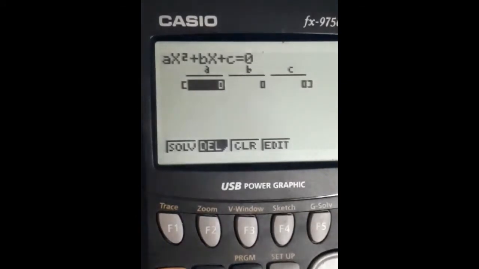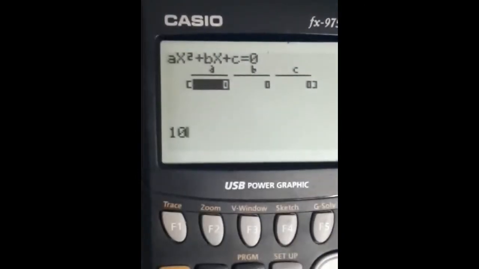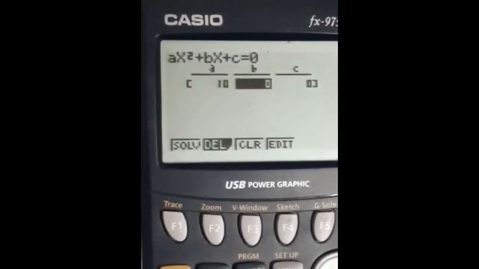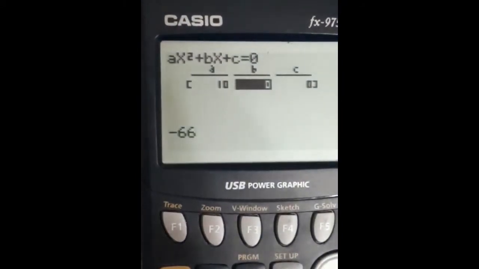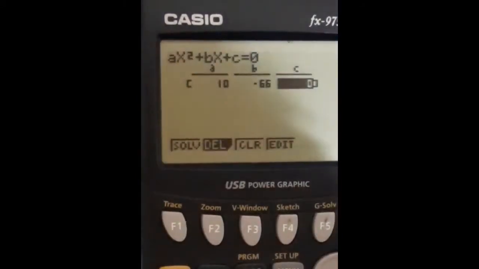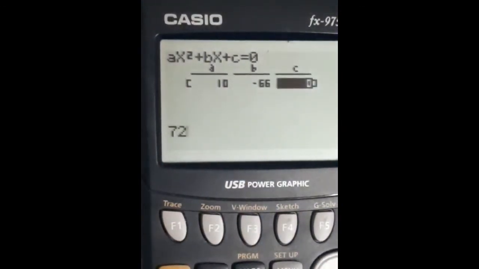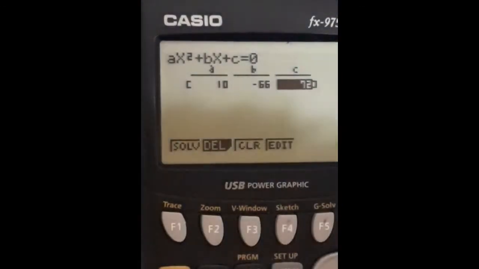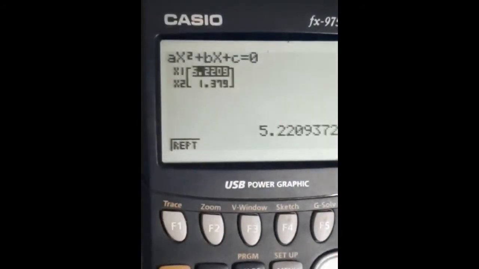and now plug in your quadratic formula, which the a value is 10. That's the number in front of the x squared, minus 66 because that's the number in front of x, and plus 72, which is just 72, as that is the y-intercept. Now you go solve F1, and then you have your two x values.